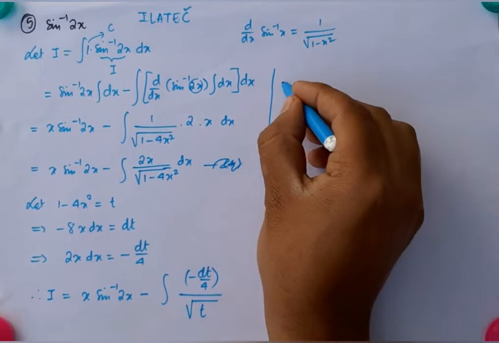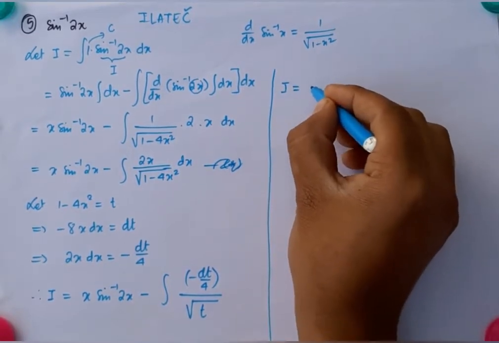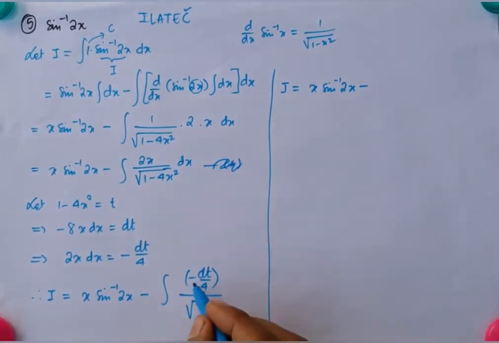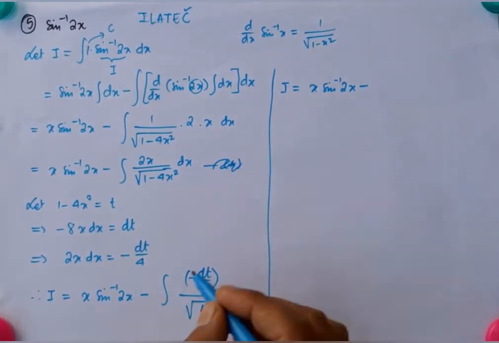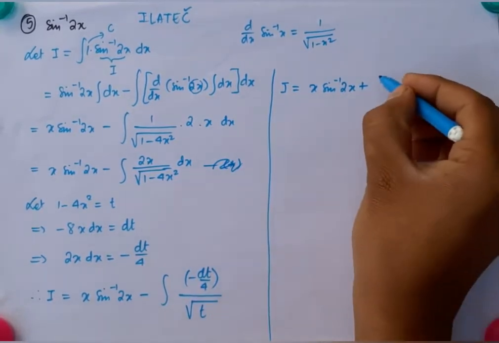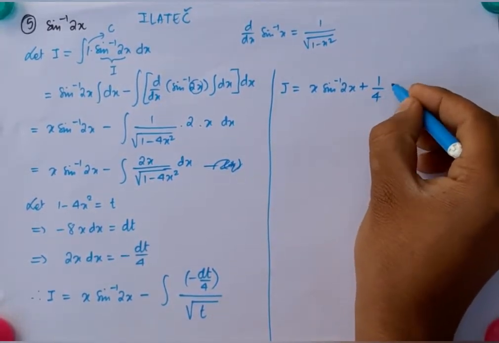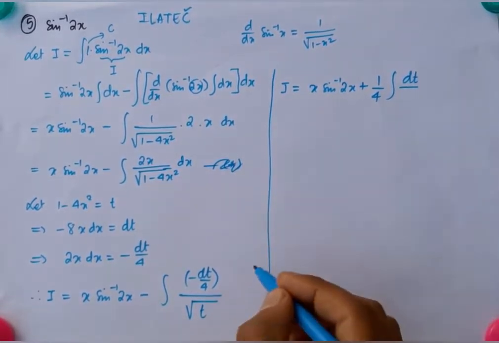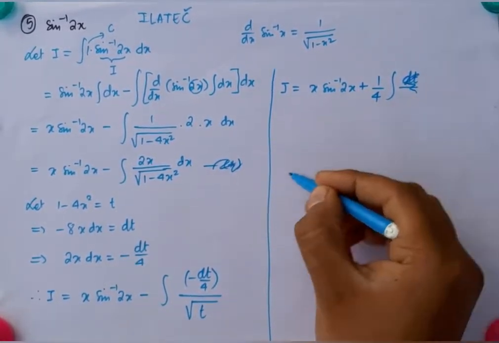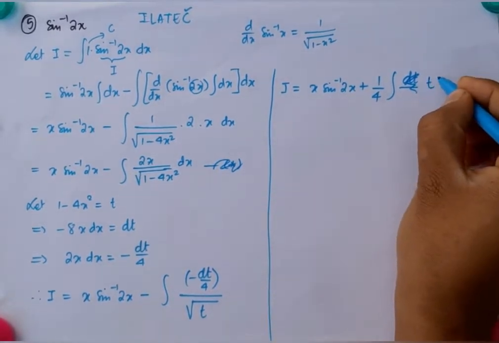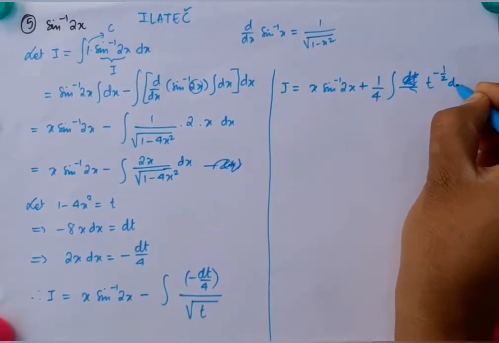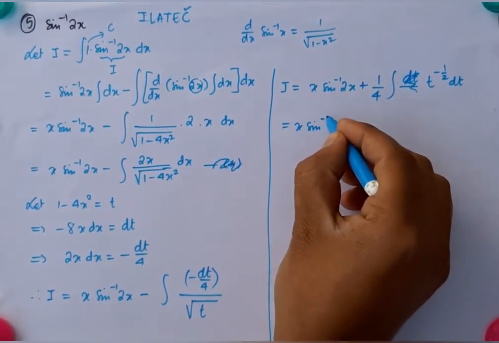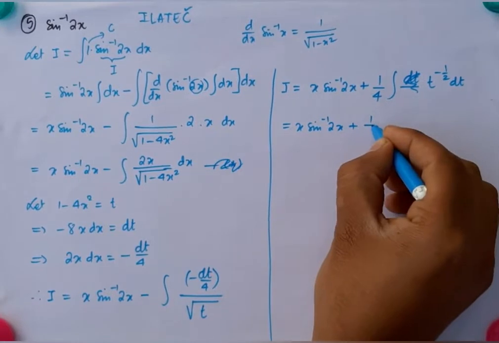So we have I equals x sine inverse 2x, and the integral: this minus comes out and becomes plus. So 1 by 4 also comes outside and becomes integral. Only dt is left in the numerator now, and in the denominator we have, let me bring this to the numerator. So this becomes t to the power minus half dt. All right, so this is x sine inverse 2x plus 1 by 4.